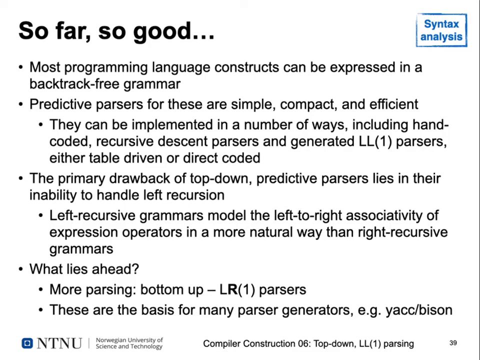So what lies ahead now is more parsing. We're looking at a different approach to do parsing now from the bottom up. So our input stream drives the decisions instead of our grammar driving what we need to expect from our input stream. And these are so-called LR1 parsers. And these are the basis for many commercial parser generators. For example, the YACC or GNU version of it, Bison parsers, I've just mentioned. So these use a bit more complex approach, as we'll see in the next lecture.